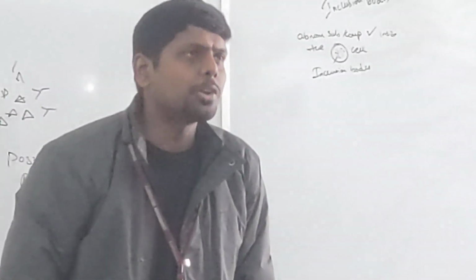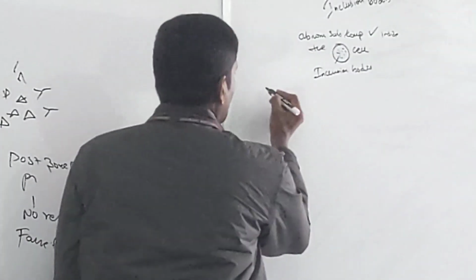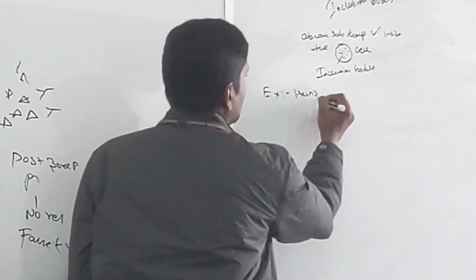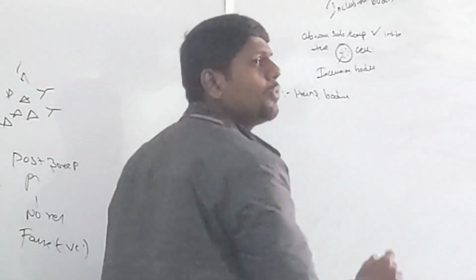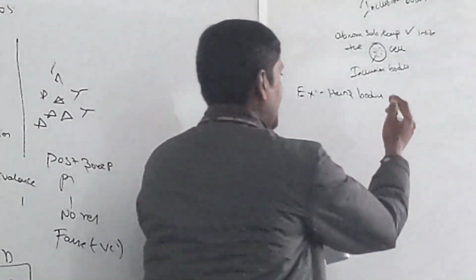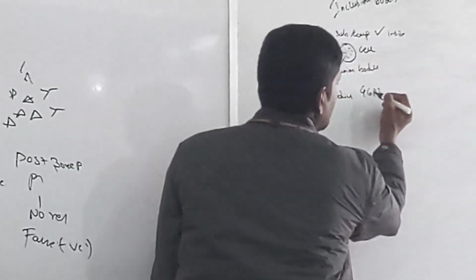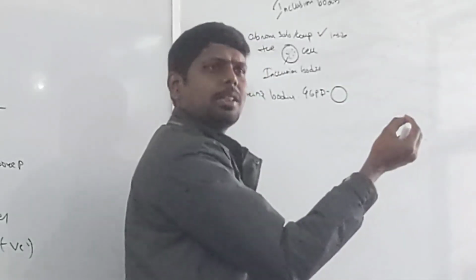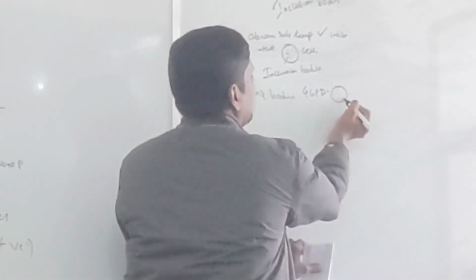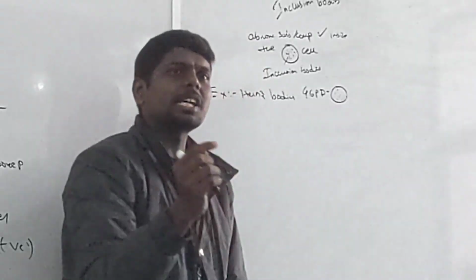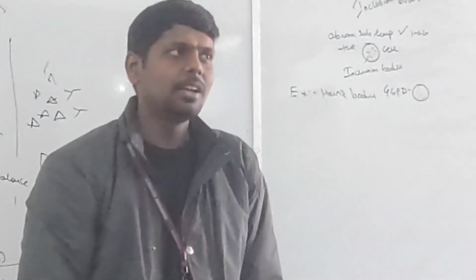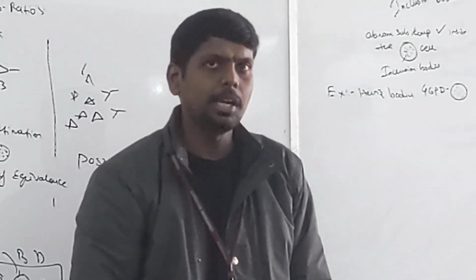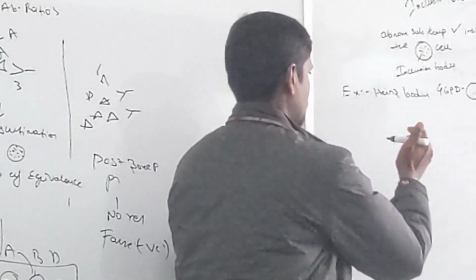I will give a few examples of inclusion bodies. One is Heinz bodies. We have seen Heinz bodies in case of G6PD. In G6PD what happened? The red cell membrane became fragile. That fragile membrane started breaking, and those pieces of membrane suspended in a red blood cell, leading to the appearance of an inclusion body, that is Heinz bodies. Is it clear?